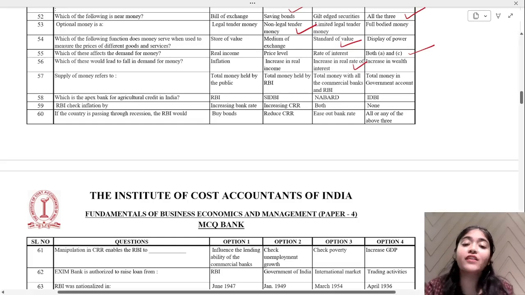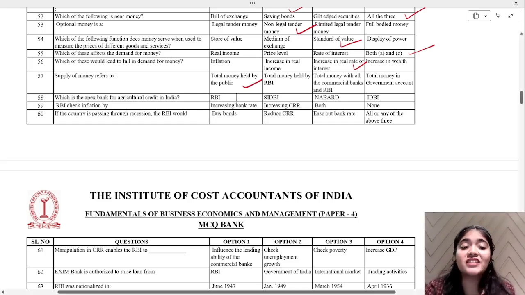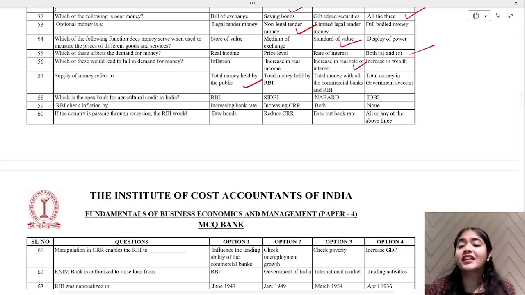Supply of money refers to total money held by public, total money held by market, total money with all the commercial banks and RBI, or total money in the government bank account. So, supply of money refers to total money held by the public. Which is the apex bank for agriculture credit in India? RBI, SIDBI, NABARD, or IDBI? That's correct. NABARD is the apex bank for agriculture credit in India.